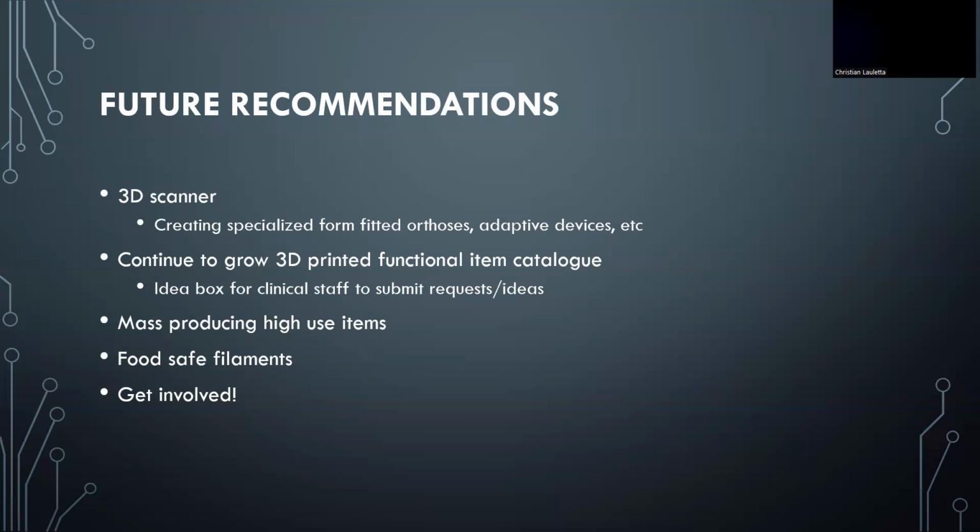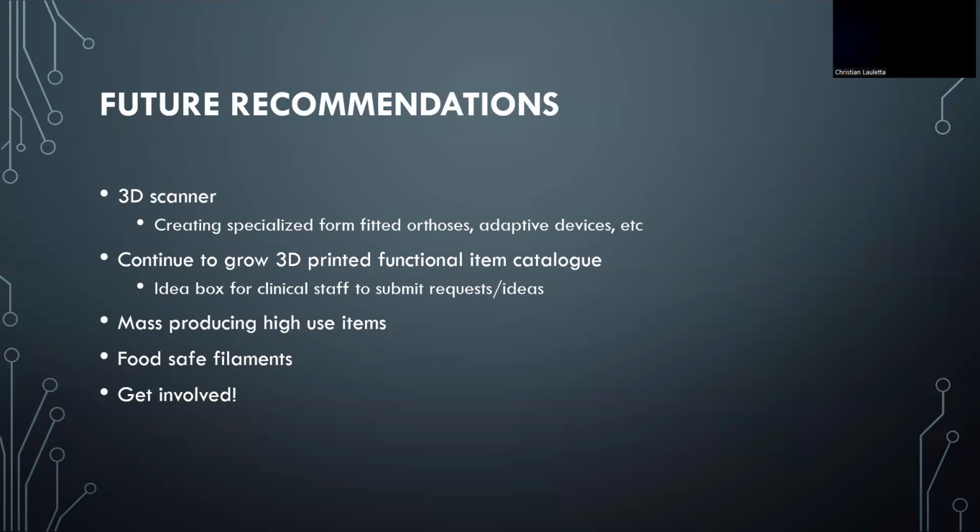We've also talked about mass producing high-use items. So some of the items, such as a phone stand that we use quite often and give to patients for discharge, it would be nice to make a big production of that, so that we don't have to be making them on the day that the patient needs it. So the idea would be to mass produce and have a box of items that are used often. They do make food safe filaments.